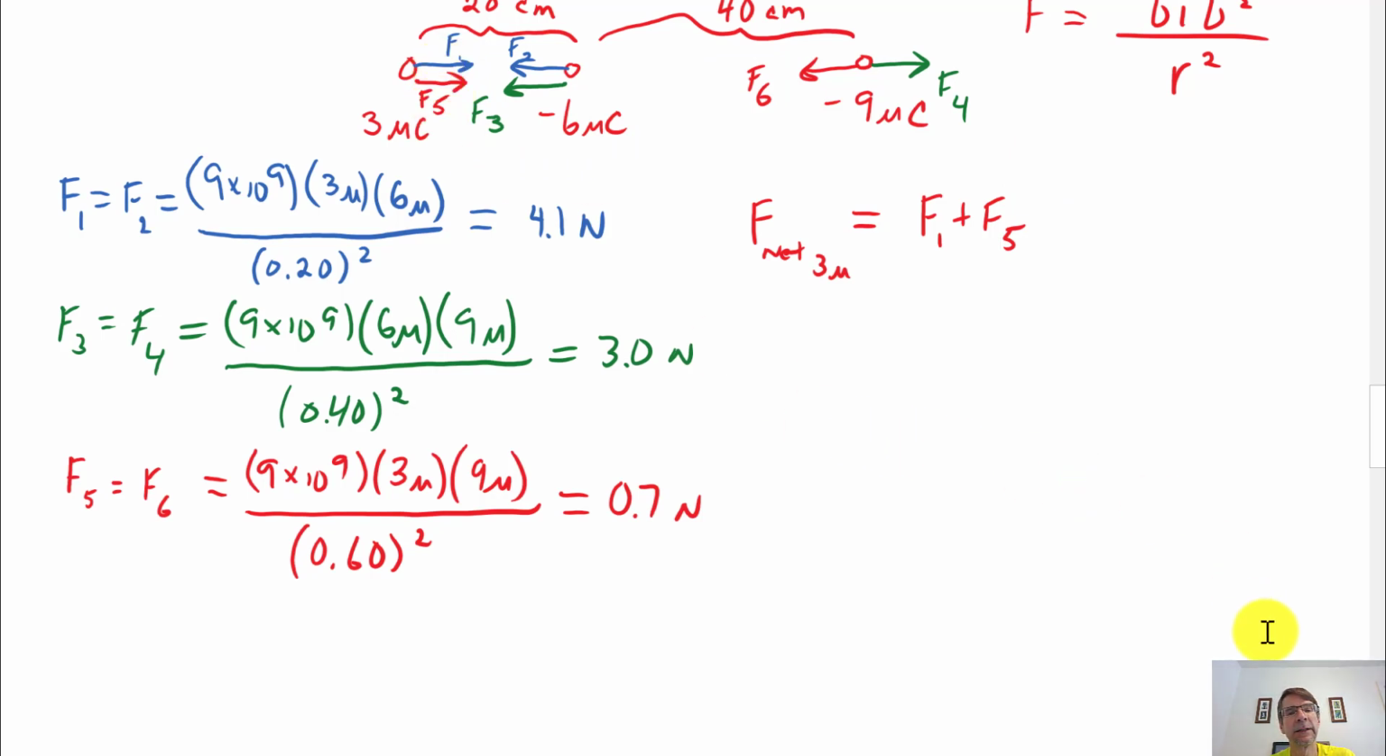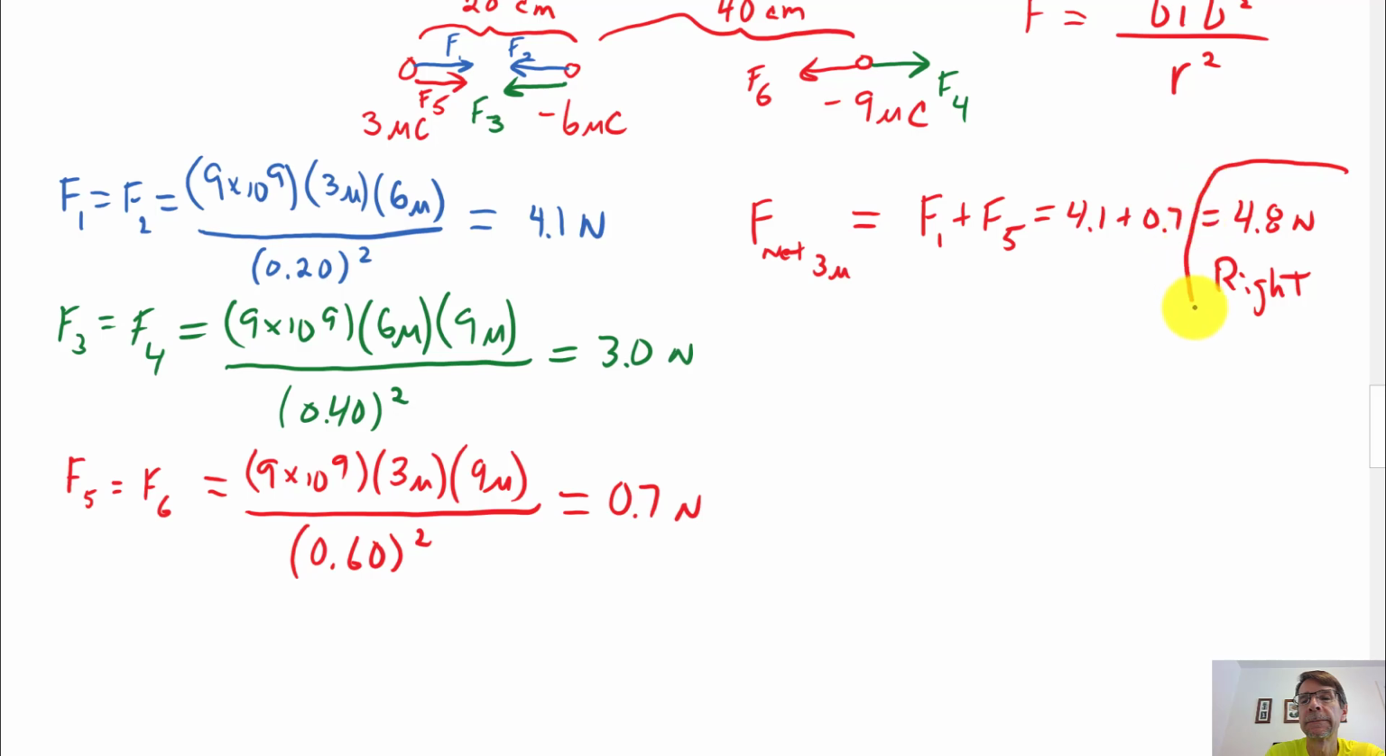It's going to be 4.1 plus 0.7, right? Equals 4.8 newtons. And I have to say to the right. That's the net force. That's the answer for F3. F net 3 micro. It's 4.8 newtons to the right. All right, so I'll circle that one. A little awkward the way I have that, but that F net 3 micro is that force. Let me go back to a different color now.